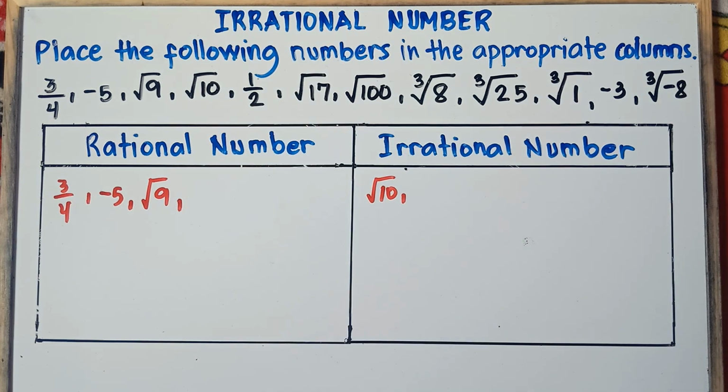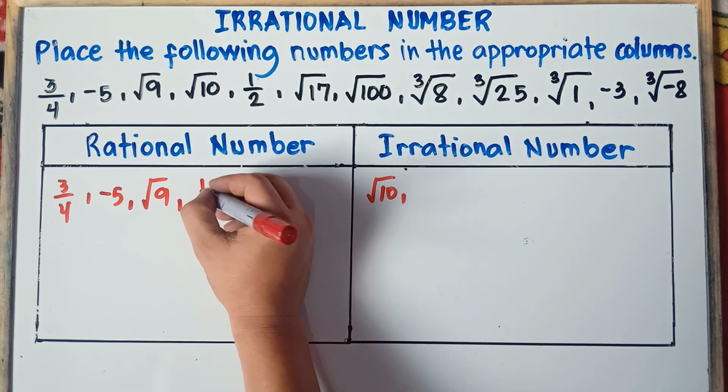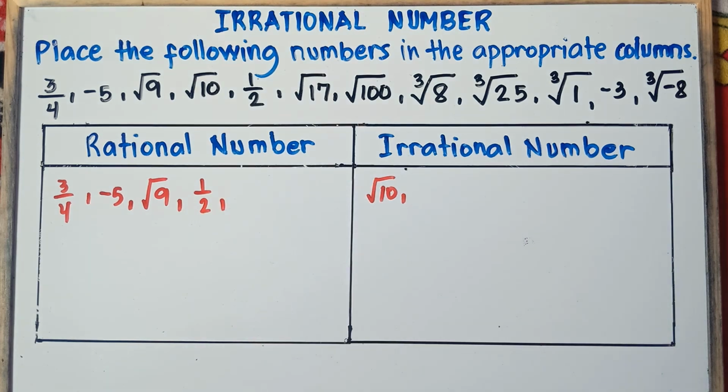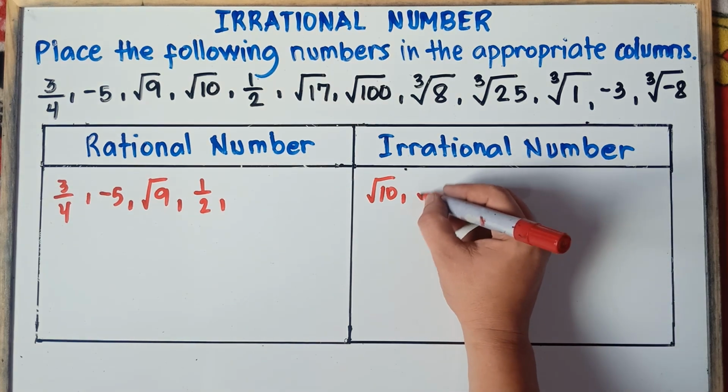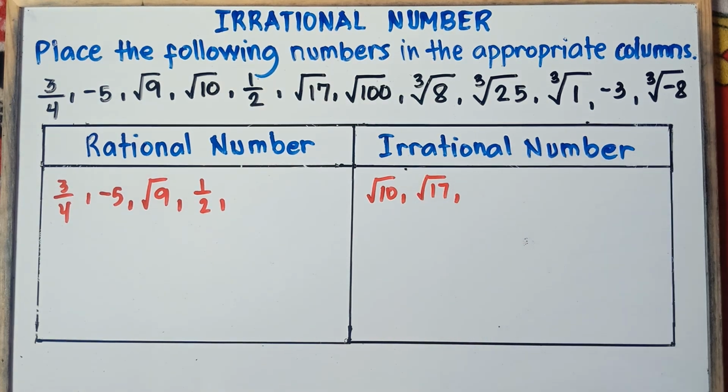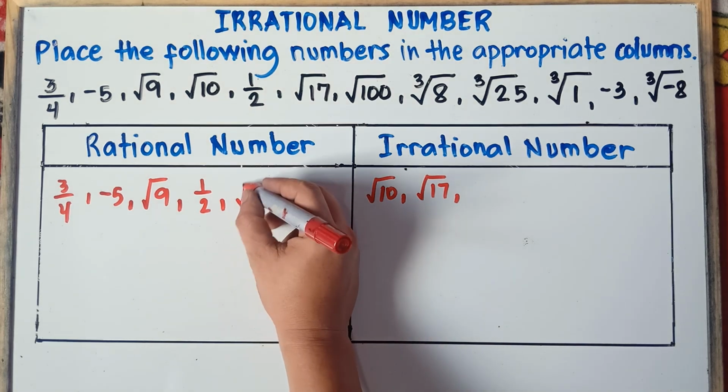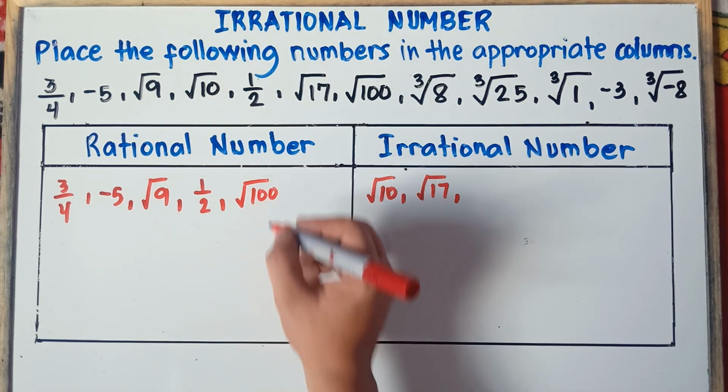1/2, is it rational or irrational? That's correct. That would be rational. This is a fraction. And then square root of 17. Is 17 a perfect square? Nope, 17 is not a perfect square. Therefore, this is an irrational number. Square root of 100. Is 100 a perfect square? Yup, 10 times 10 is 100. So this will be a rational number.